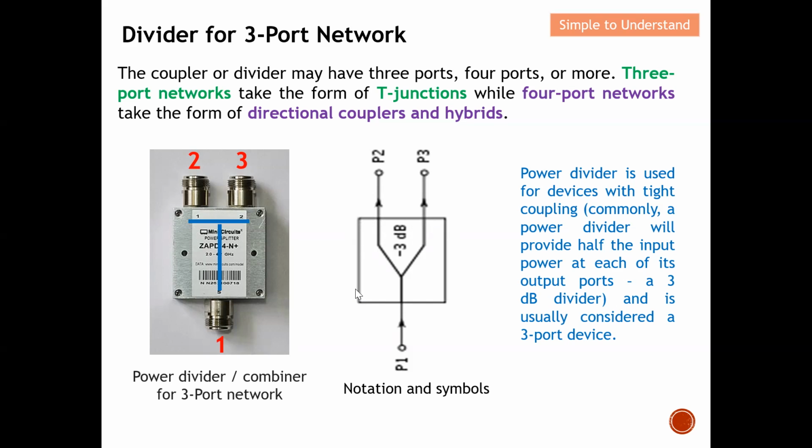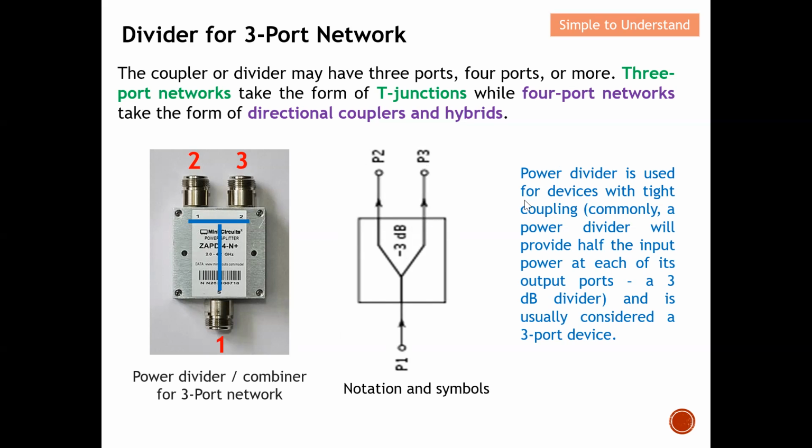It is quite common to have this 3 dB divider, which means that P1 power is split evenly between P2 and P3. In short, P2 is equal to P1 over 2. P3 is equal to P1 over 2, which means that P1 power is evenly distributed into P2 and also P3.